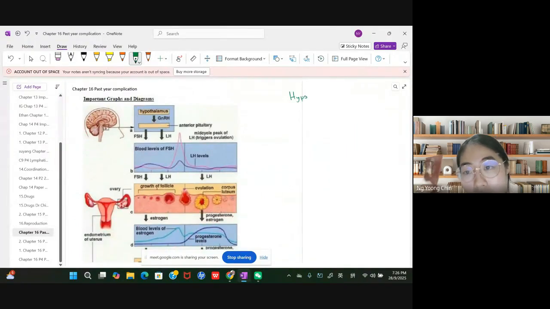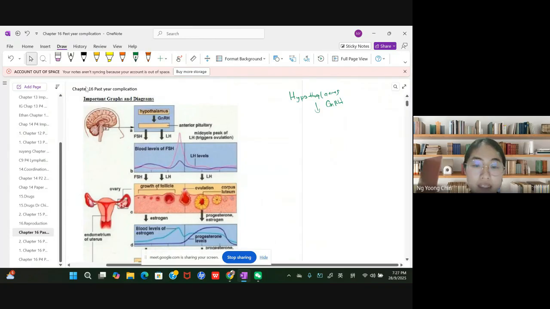Hypothalamus secretes hormones. So this hormone is known as GnRH. What is meant by GnRH? It's known as gonadotropin releasing hormone. It's a bit long. It's also classified as a sex hormone. The function of this hormone is to ask other organs to release their own hormones.